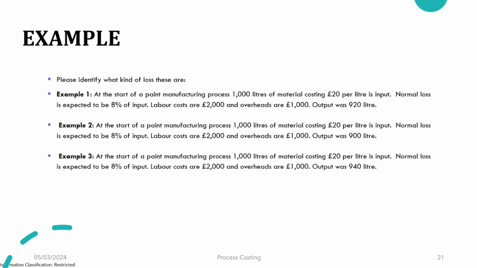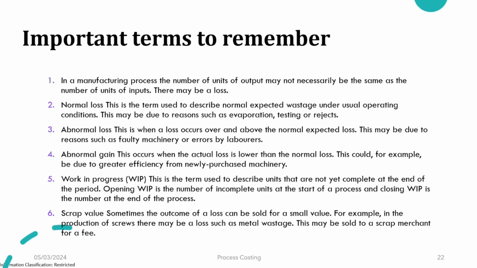These are the three illustrations of what normal loss, abnormal loss, and abnormal gain refer to. To summarize, here are some of the key terms that need to be remembered: abnormal loss, normal loss, abnormal gain, and work in progress. This is quite important: scrap value. Sometimes the outcome of a loss can be sold for some value. It's like joint products or byproducts.